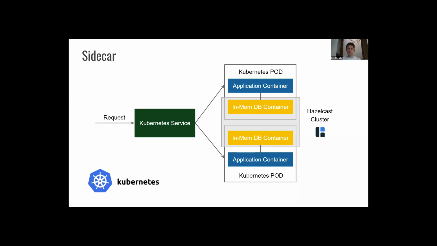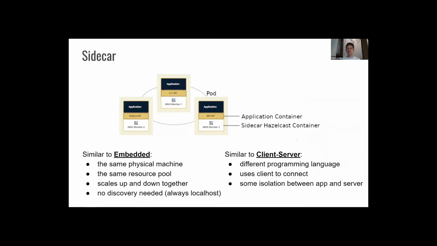So this solution is somehow similar to the embedded mode, but also similar to the client-server mode. It's similar to the embedded mode because we know that we use the same physical machine, they scale up and down together, and there is no discovery needed. But it is also similar to client-server because we can now use different programming languages. Because after all, we use a cache client to connect to a cache server. It is just that the cache server is located at localhost. That's it.